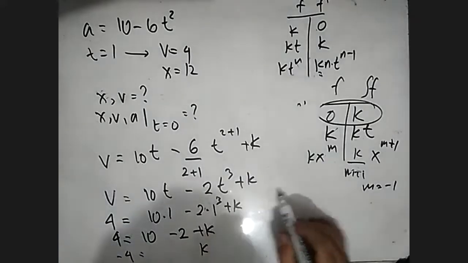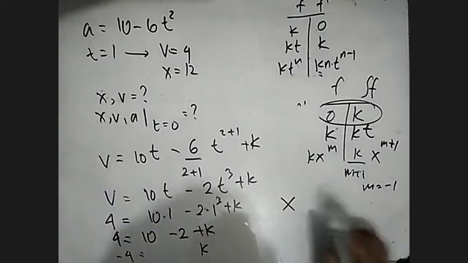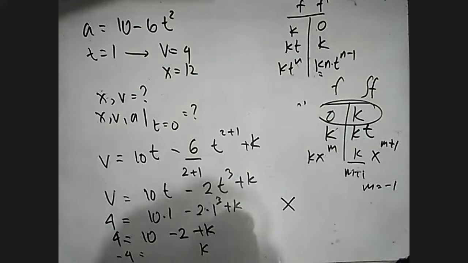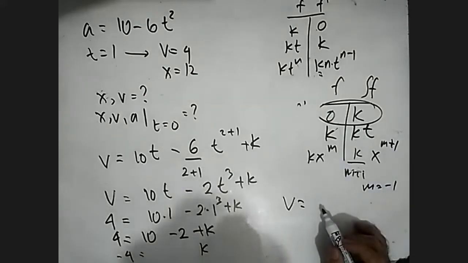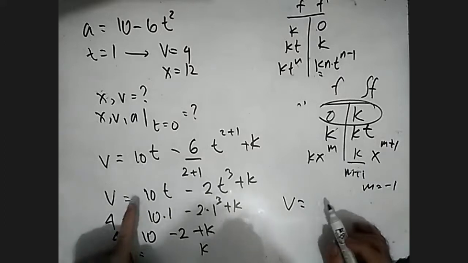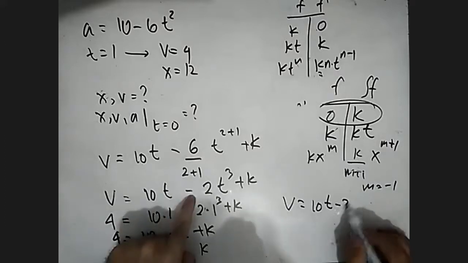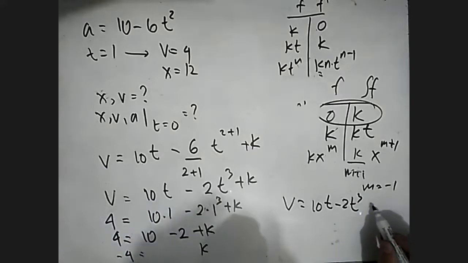Okay, so we know now that the formula for x, oh sorry, for v, my bad. The formula for v is 10t minus 2t cubed minus 4.